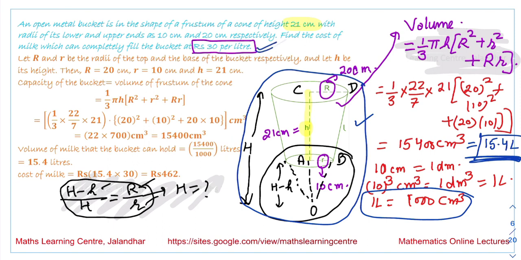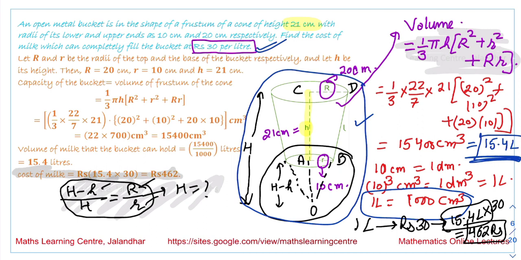The cost of the milk is given to be, for 1 liter the cost is rupees 30. So for 15.4 liters the cost will be this into 30, and the answer comes out to be 462 rupees. So the cost of the milk will be 462 rupees.